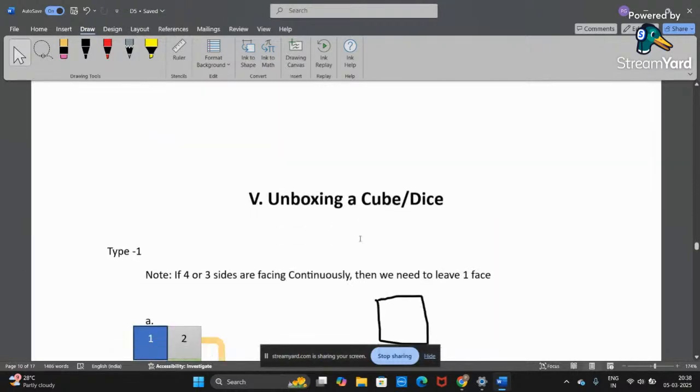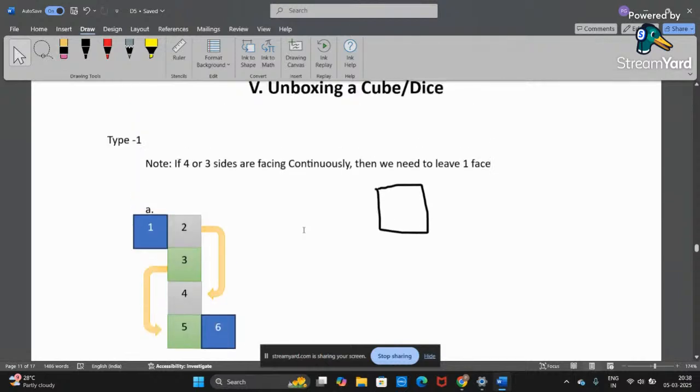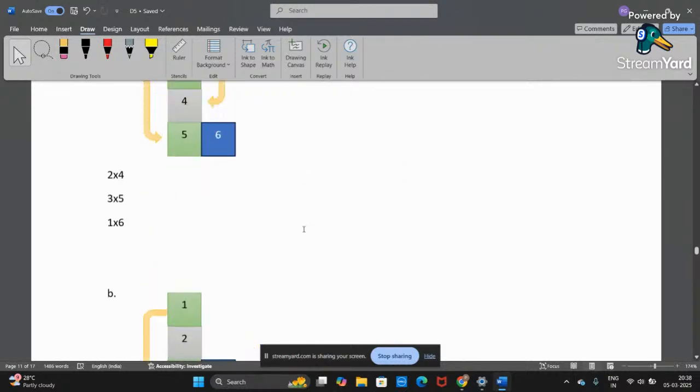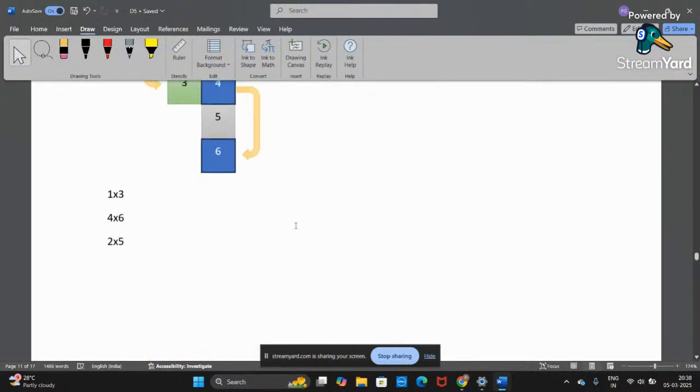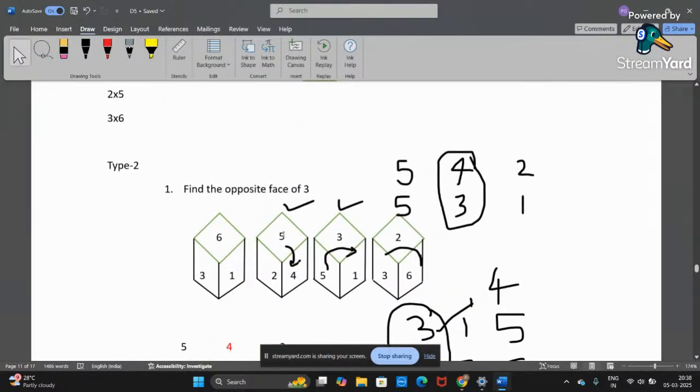Then unboxing a cube. In this also we have solved a few problems, and just make a note of this. In this basically they'll ask to find the opposite face of so and so number.